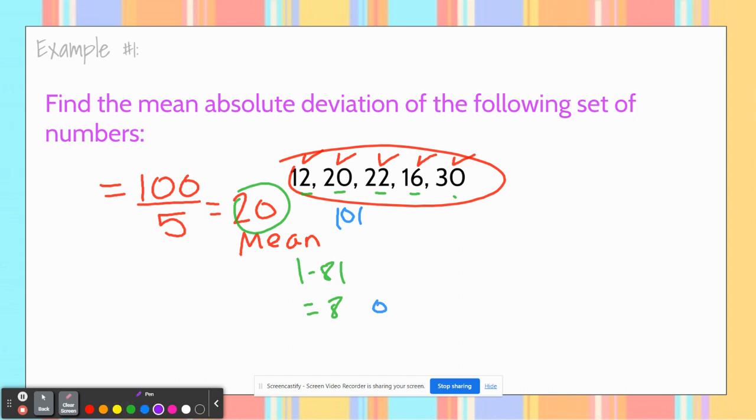Then we're going to find out 22. 22 minus 20 is absolute value of 2. That is 2 away from 0. So 2 is the distance. 16 minus 20 is negative 4. Negative 4 is 4 away from 0. And then finally, we have 30 minus 20, which is 10. And the absolute value of 10 is 10 away from 0.